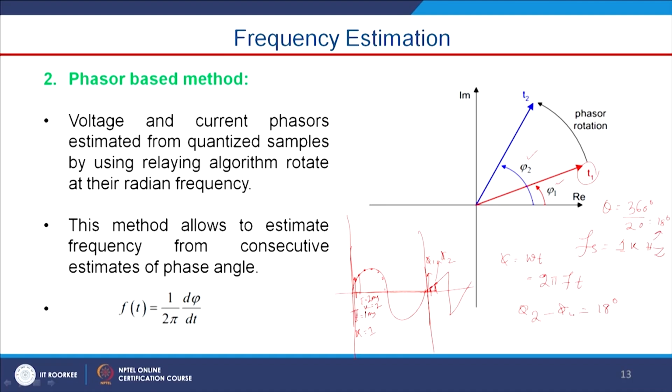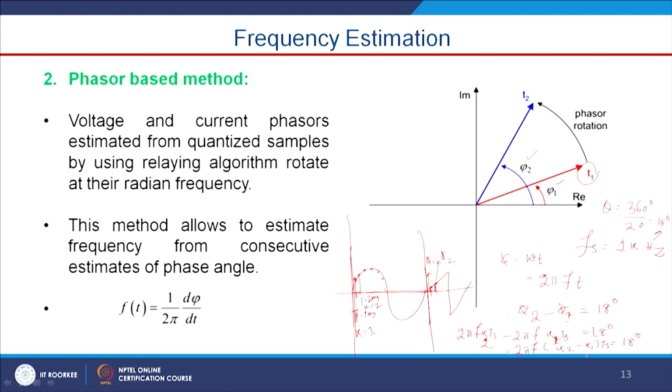Now, I know theta 2 minus theta 1 is equal to 18 degree, and theta 2 is equal to 2 pi f k2 Ts, so 2 pi f k2 Ts minus 2 pi f k1 Ts is equal to 18 degree. So, this should be 2, this should be 1. Now, if we take 2 pi f common, whole into k2 minus k1 whole into Ts is equal to 18 degree.